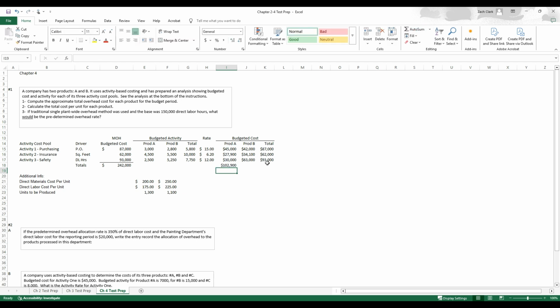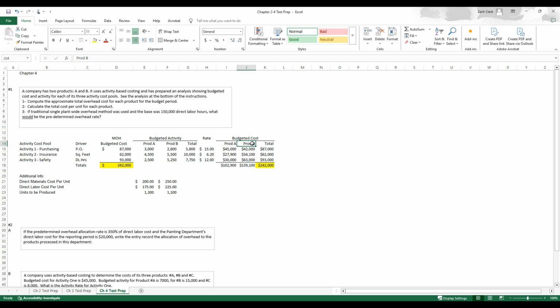Let me do a summation column. Okay, so you can see the total costs are just being split out between the different products based on the amount of usage of those drivers, essentially. How much activity, how many POs, how many square feet, how many direct labor hours per cost pool. So our total overhead allocated to each product is these 2 numbers for product A and B.